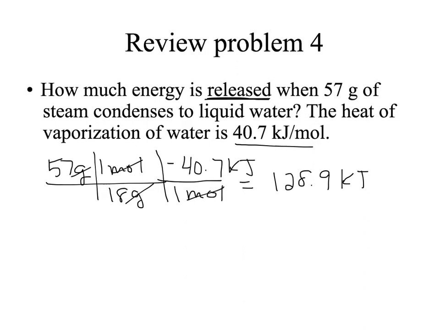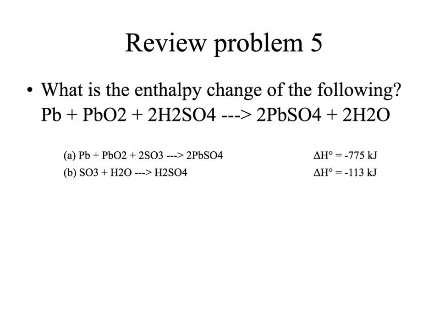When we look at our problem to determine sig figs, the 57 grams is going to be what determines it because that has the fewest number of sig figs. It has 2. So we will round this to 2 sig figs, 130 kilojoules. Okay. Oh, negative. Look at me. See, I forgot the negative. Negative 130 kilojoules. Very important, that negative. So don't forget it.